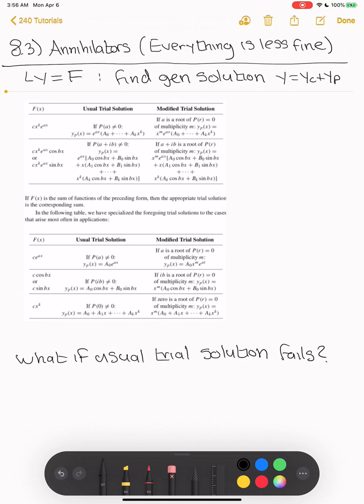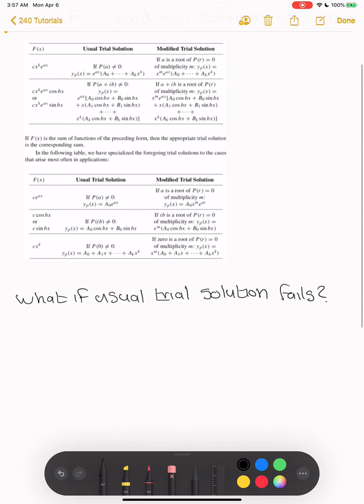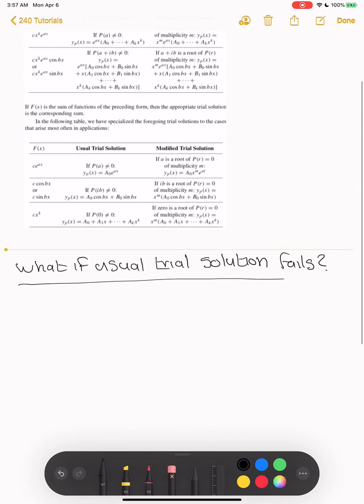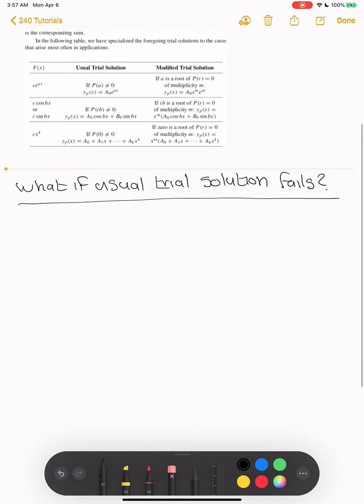So if you'll notice in this middle column of the table here, there's a condition. Each one of them starts with "if." So if something, then go through and use that particular solution. If that fails, then you have to use a modified trial solution, but it's not exactly trivial as to how you do it. So I want to cover it real quick. So what happens if the usual trial solution fails?